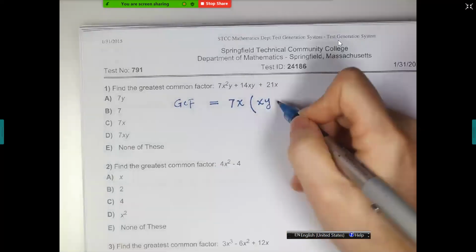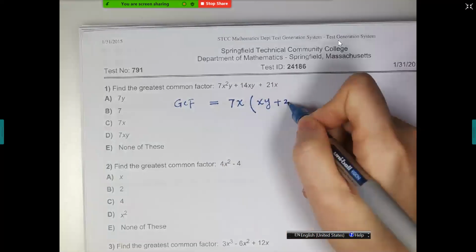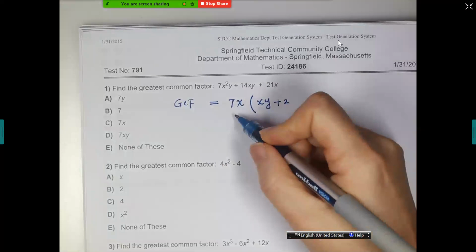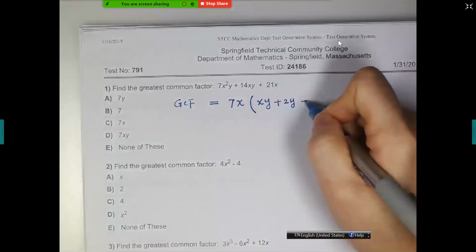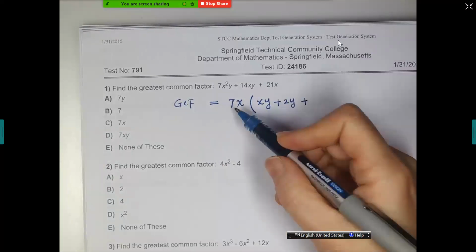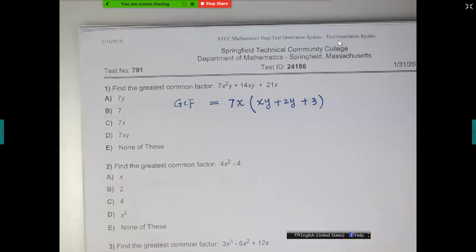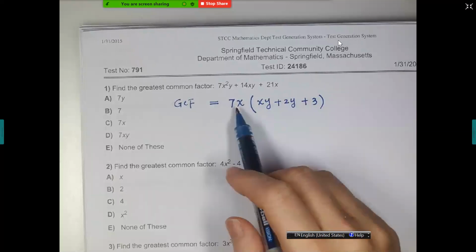Then plus 14 divided by 7, that's 2. X divided by x, x is gone. There is another y here. And last term, I have the plus sign here, 21x divided by 7x, the leftover, the quotient, is 3. Okay, so this is the complete factorization. But we factor the GCF out.